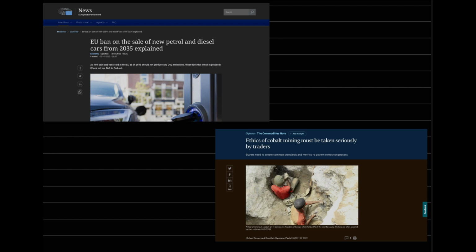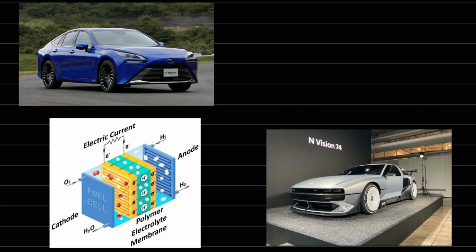But is this really sustainable or even possible given the questionable ethics of cobalt mining in Congo and limited lithium and copper reserves in the world, to the point where it's not even clear whether it's possible to electrify all forms of transport? This has led to some automobile manufacturers such as Toyota and Hyundai trying hydrogen-powered cars.